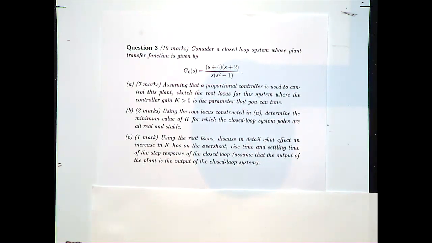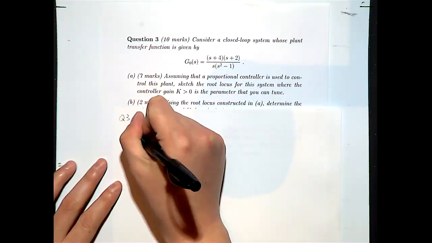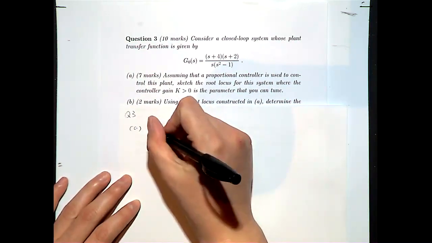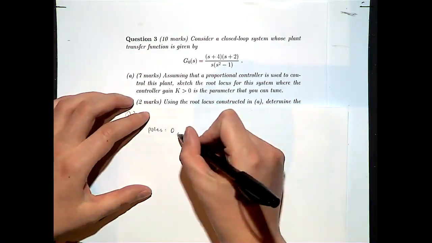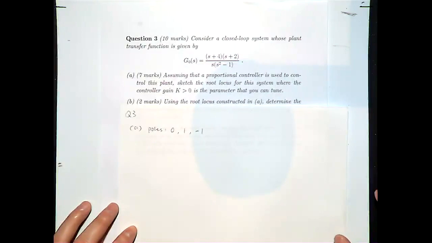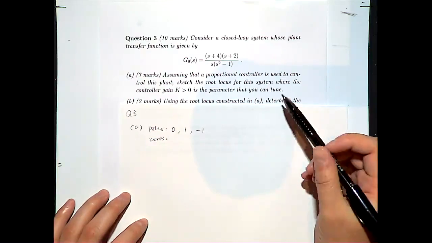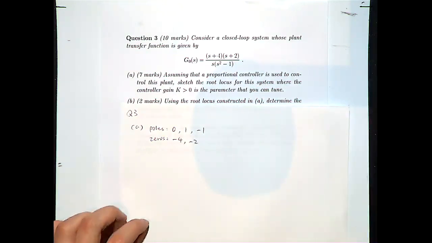to control this plant, right? So when you start to look at your root locus, in question 3A, you firstly write down your poles and zeros, right? So your poles are 0, plus 1, and negative 1, right? And the zeros you have are negative 4 and negative 2, right?